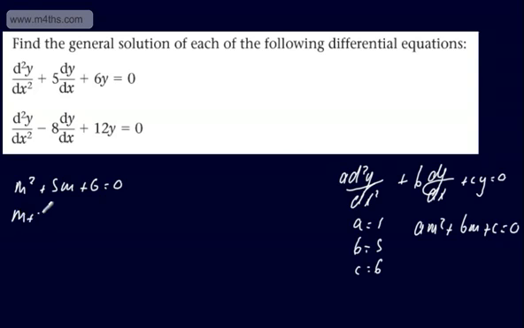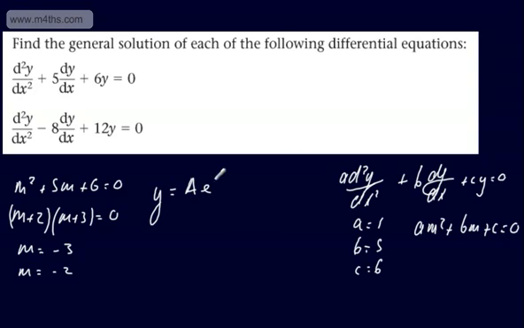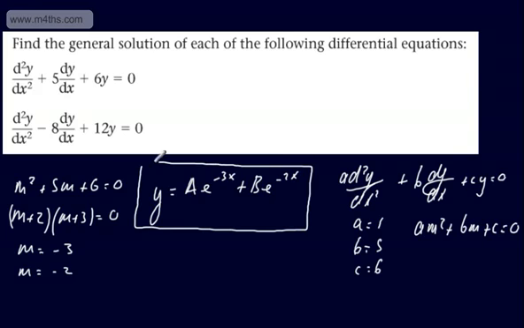So factoring, we're going to have m plus 2, m plus 3, that looks good. So we can say now that the solutions to the auxiliary equation are m is equal to negative 2 or m is equal to negative 3. Therefore, the general solution to my second order differential equation is y is equal to a e to the negative 3x plus b e to the negative 2x, where a and b are arbitrary constants. So nice and straightforward. That's all we need to do.